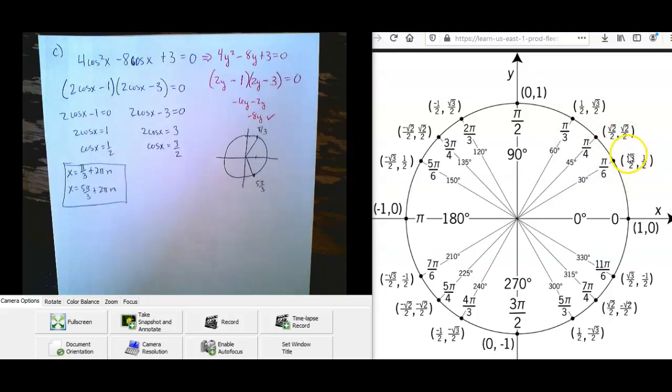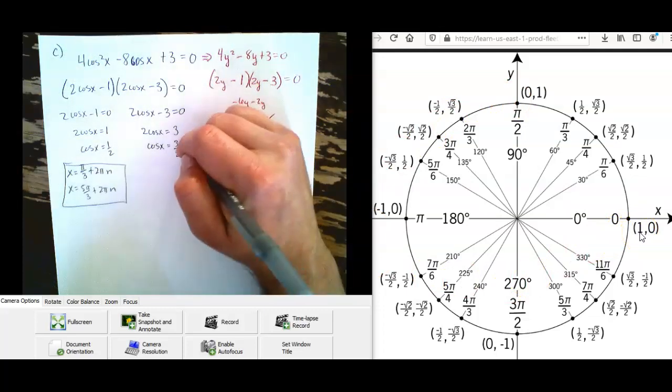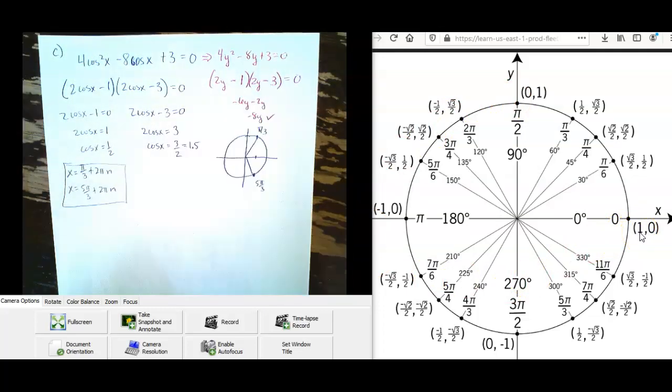Well, we have spots where it's the square root of 3 over 2, right? So that's not what we're looking for. Do any of these points have 3 halves as their x-coordinate? It doesn't look like it, right? And why is that? Well, let's think about it. How big can the cosine get? The biggest number as an x-coordinate is 1, right? And 3 halves is 1.5, right?